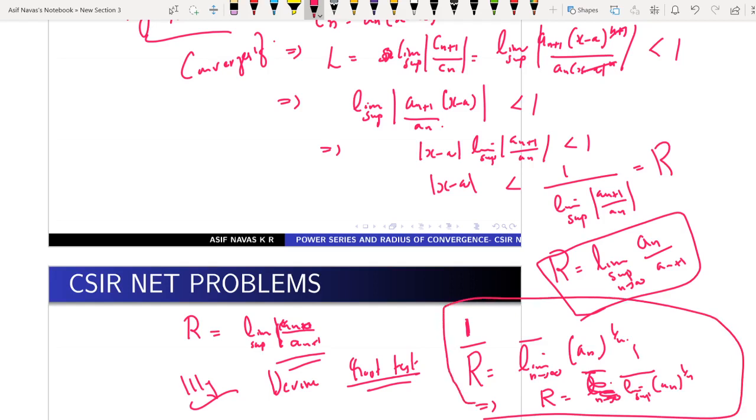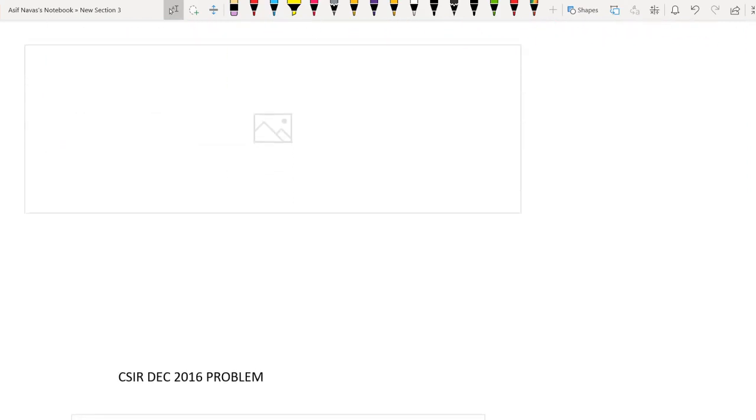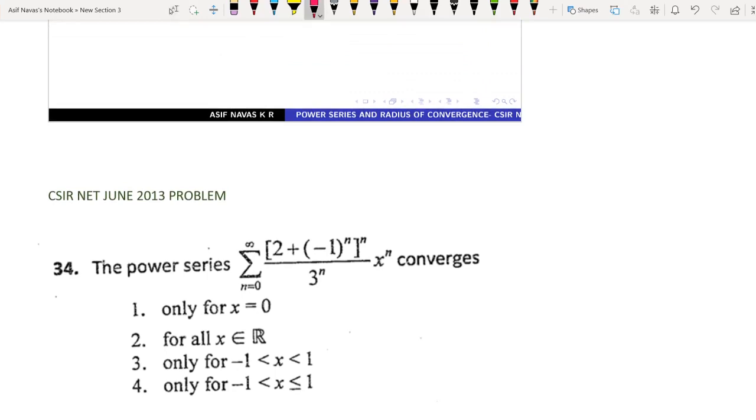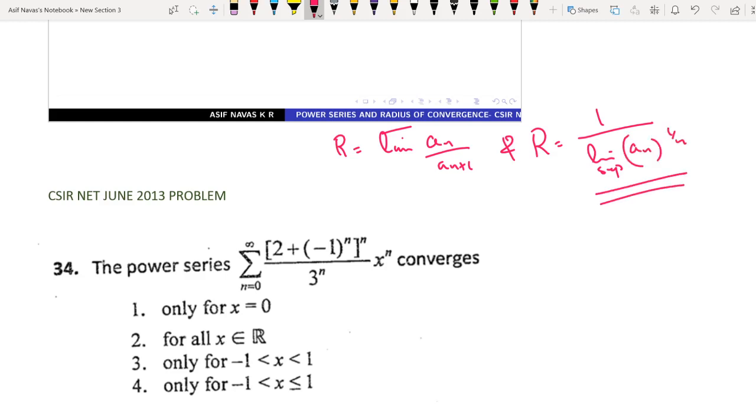So we got radius of convergence. Radius of convergence formula. We get two formulas. One is R equal to limit supremum of an divided by an plus 1, and another one is R equal to 1 by limit supremum of mod an all raised to 1 by n. Now we will solve CSIR NET problems by using this.